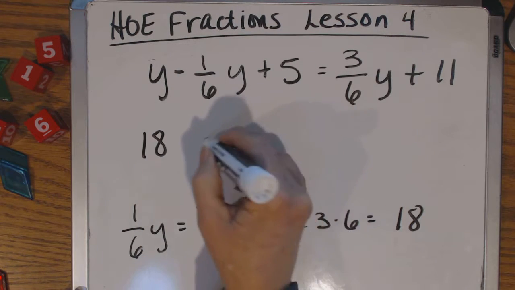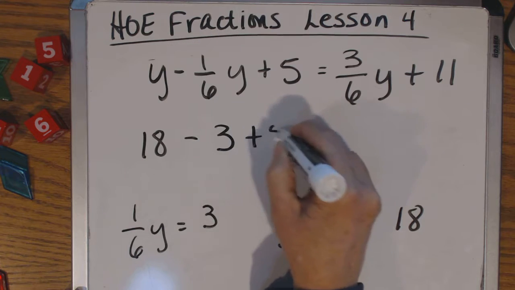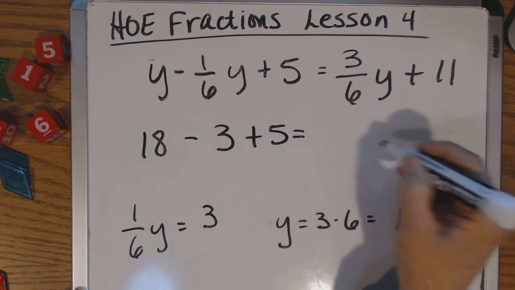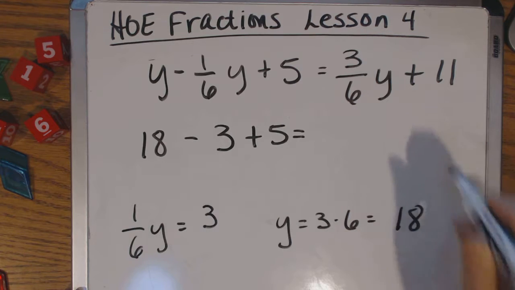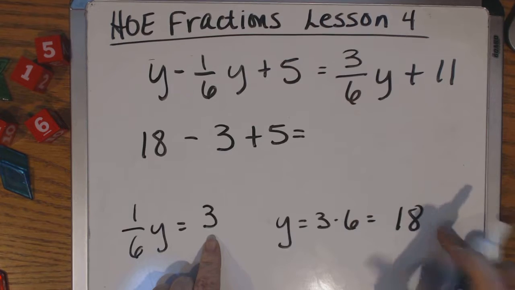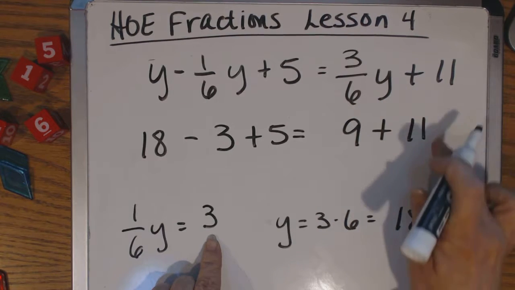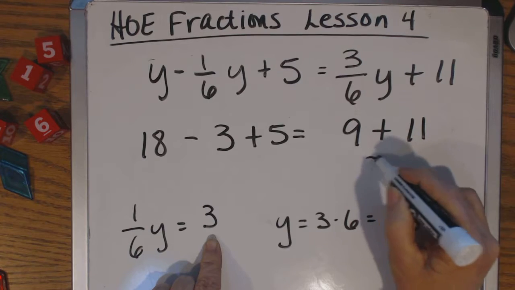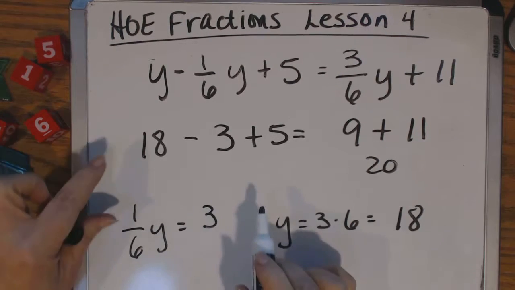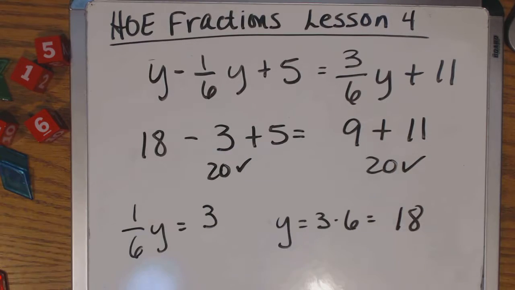18 minus 1/6 of y is 3, plus 5. Does that equal 3/6 of y? That would be 3 times 3, or another way to look at it would be half of 18, so that's 9, plus 11. I get 20 over here, and I get 20 over here. Okay, so this does check.